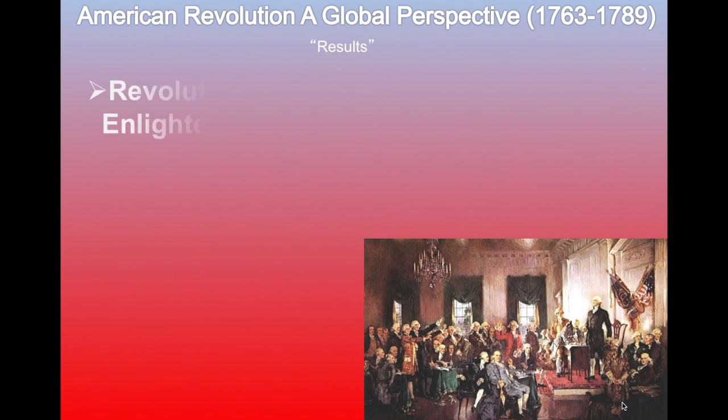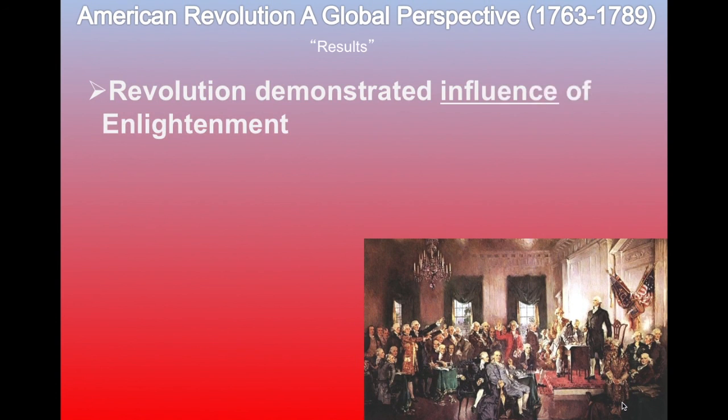So results. What's the big idea? I want you to write this down. The revolution demonstrated the influence of the Enlightenment, this idea of reason. It didn't make common sense, as Thomas Paine said, for America, a large colony, to be ruled by a small motherland geographically, England.